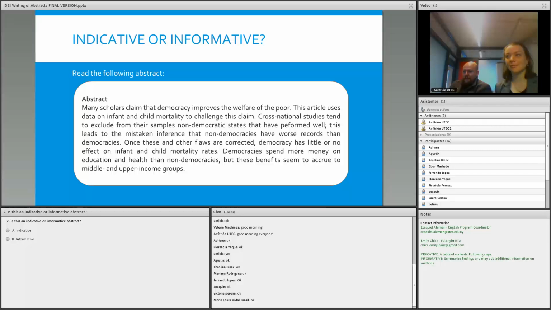We have 3 answers already. Trying to think. Is this just a table of contents, or are there some findings included in the abstract already? A few more seconds for you to think about this. Try to look for any findings in this abstract.